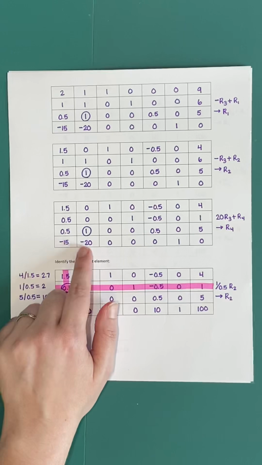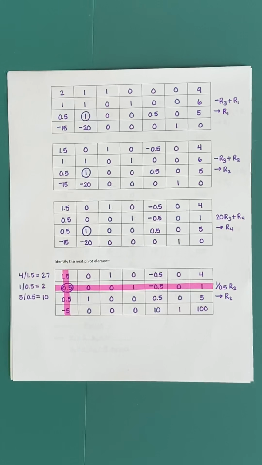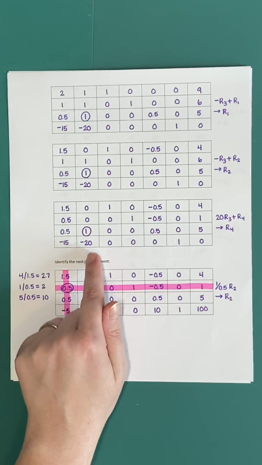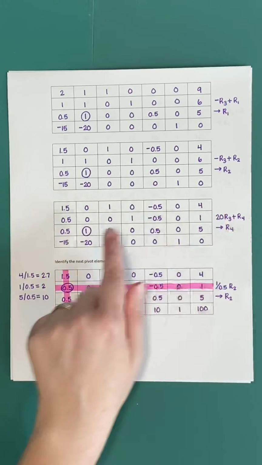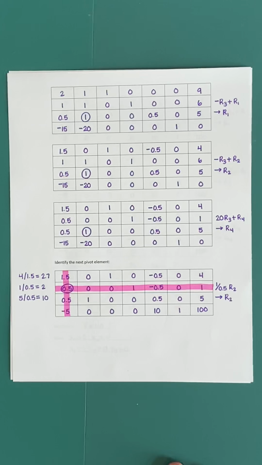Last but not least, we need to clear the indicator on the bottom. So if we want to convert a negative 20 to a 0, we need to add a positive 20. So we're going to take our pivot row, multiply the pivot row by 20, whatever we need to eliminate that negative number, and then add the result to row 4, put the result into row 4.